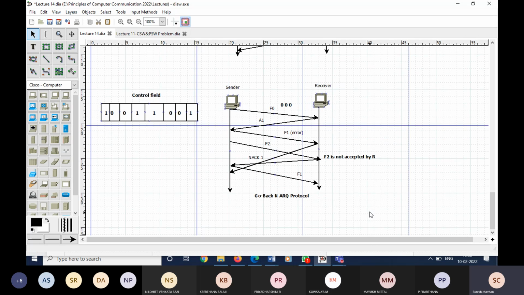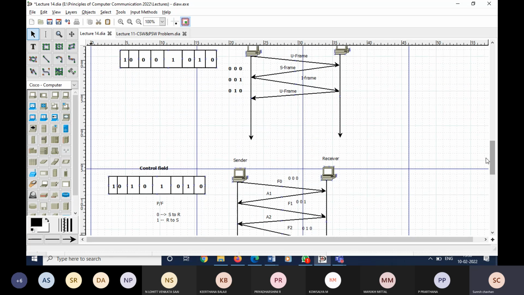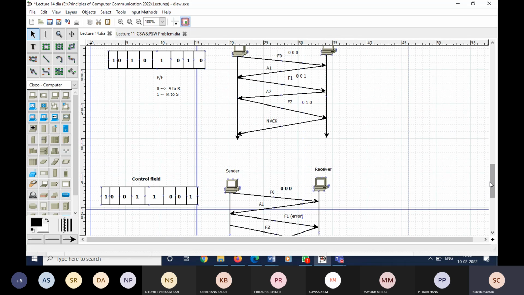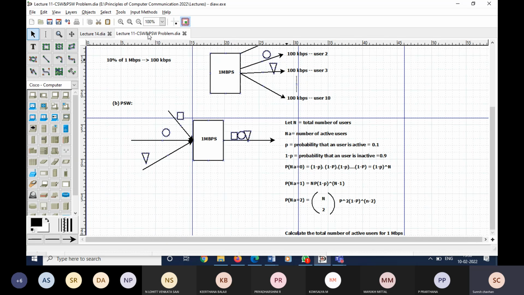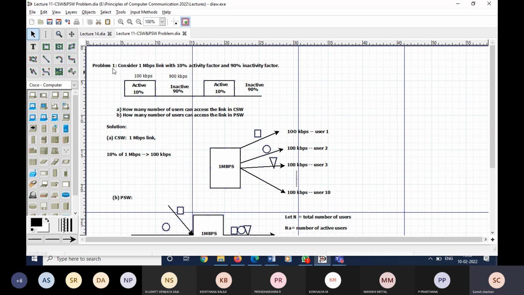Fine. And one more will be there, that is the selective repeat. So you can analyze it the way I have done it here, and like this you can analyze it for the other two. Good. And I made one small mistake while explaining this complete problem, so I'll just correct that.